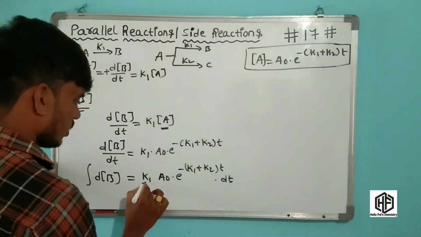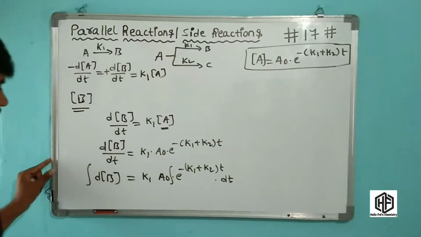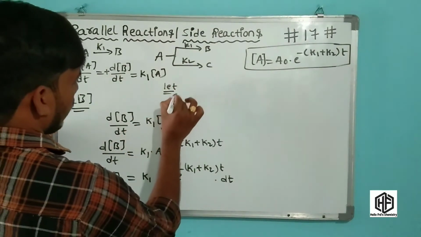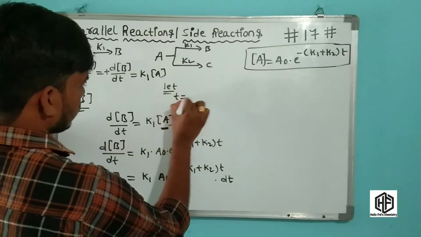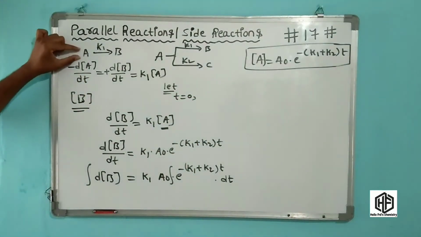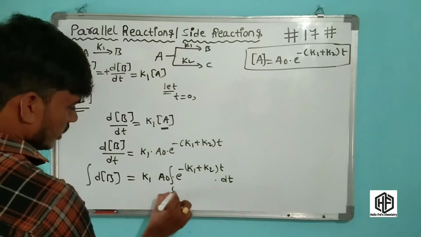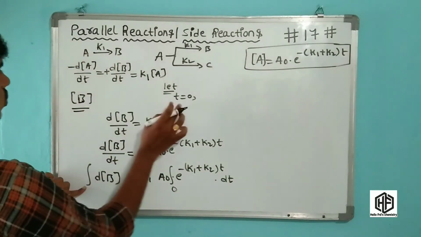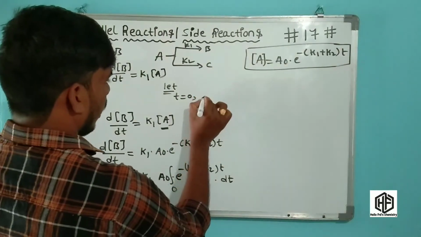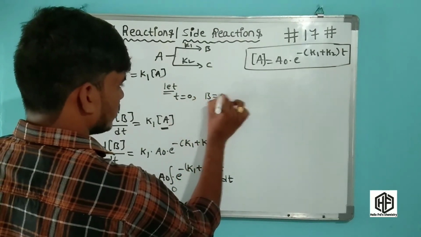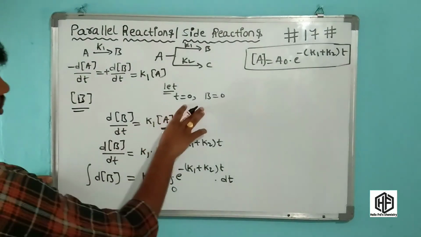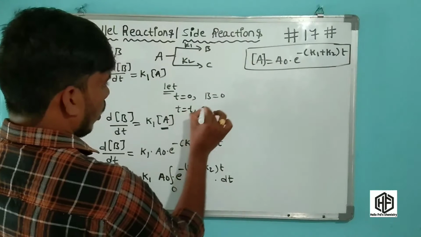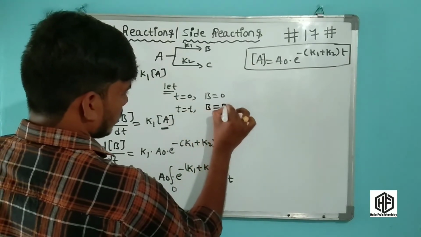Now this term is integration; k1 and A naught are constant. Friends, you know that at time t equals 0, the product concentration, that is the B concentration, is 0. Product concentration is 0 initially at t equals 0, but at time t, the product concentration B value is B.